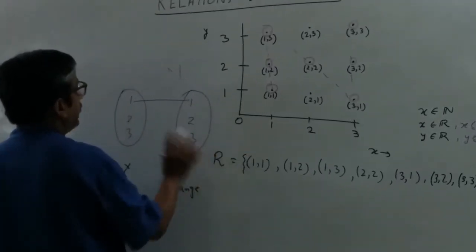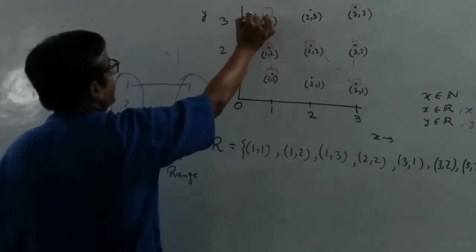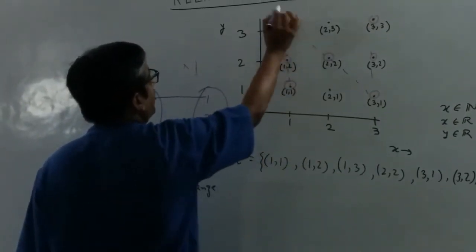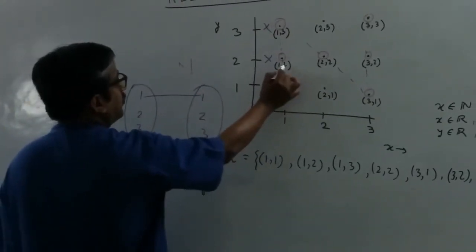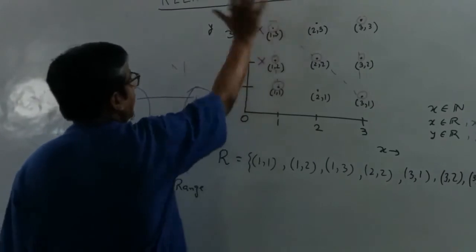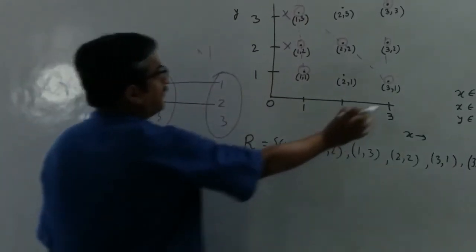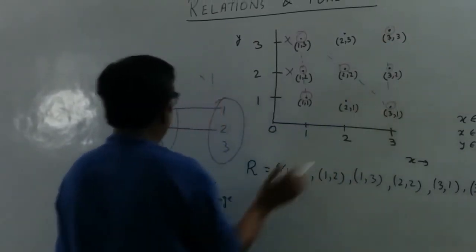One is one. If you connect it, then this is not allowed, because for a given value of x you have 3 values of y. For 1 you are having 1, 2 as well as 3. This is not allowed. 2, 2 is allowed. Again for 3 you can choose any one of them. All the 3 values are not allowed.